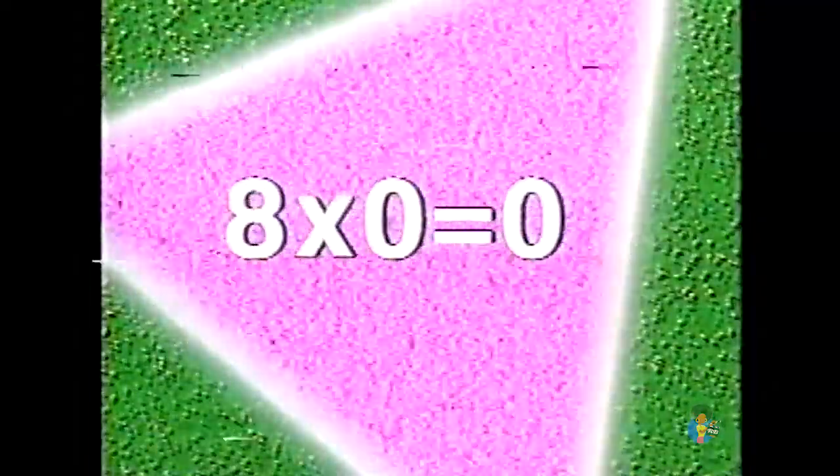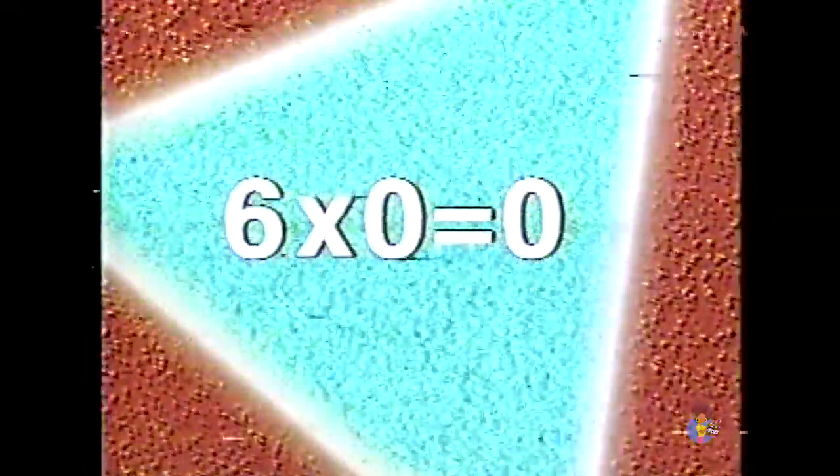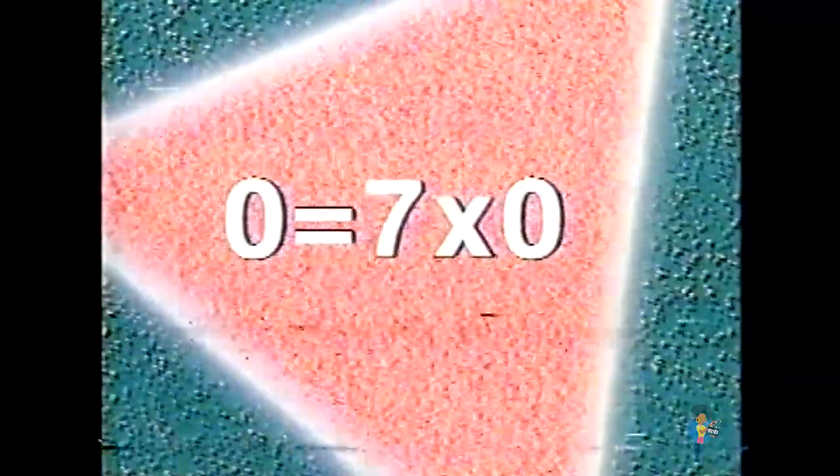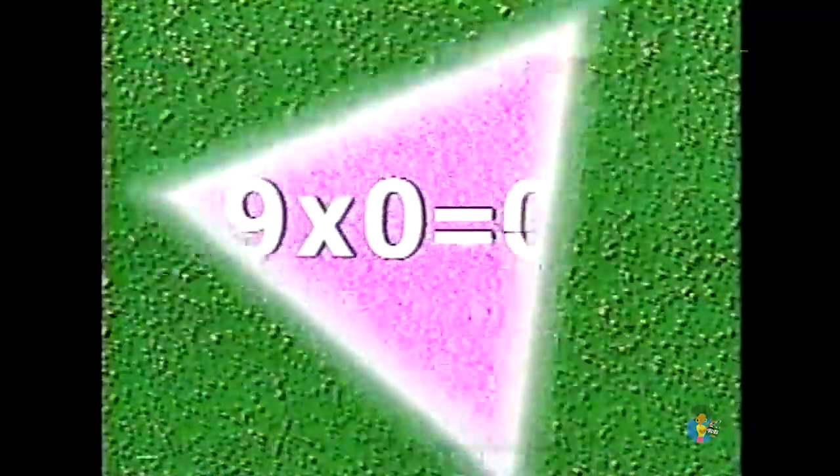Where did it go? I must have multiplied times 0. 0 times 1 is 0. 0 is 0 times 5. 8 times 0 is 0. 0 is 3 times 0. 6 times 0 is 0. 0 is 0 times 2. 4 times 0 is 0. 0 is 7 times 0. And 9 times 0 is 0.